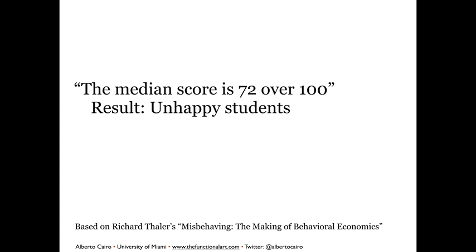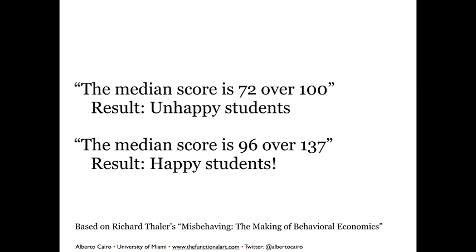He decided that from a particular semester on, instead of grading his students on a scale from 0 to 100, he was going to grade his students on a scale from 0 to 137, with 137 being an A plus. And the average score that the students started getting after this change was 96. And Thaler started receiving glowing reviews from his students. His students were extremely happy. But just think about it critically. Is 96 over 137 a better average score than 72 over 100?